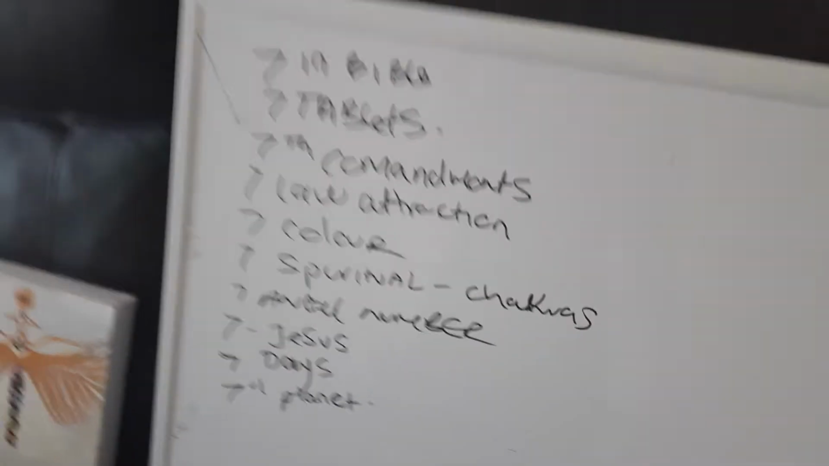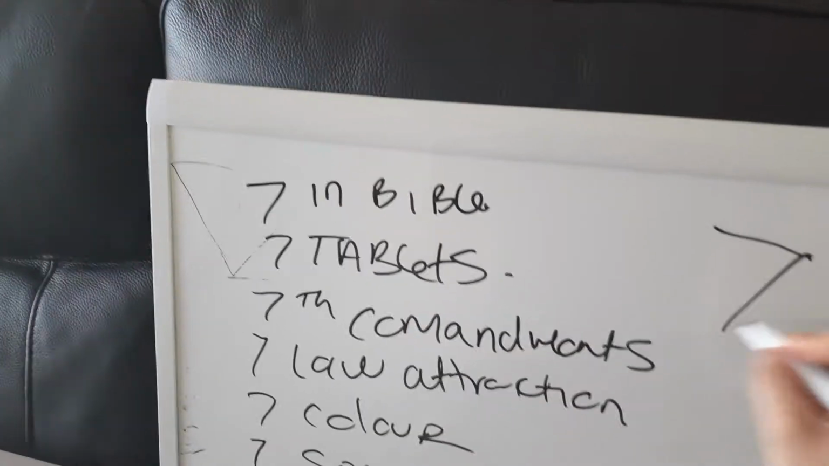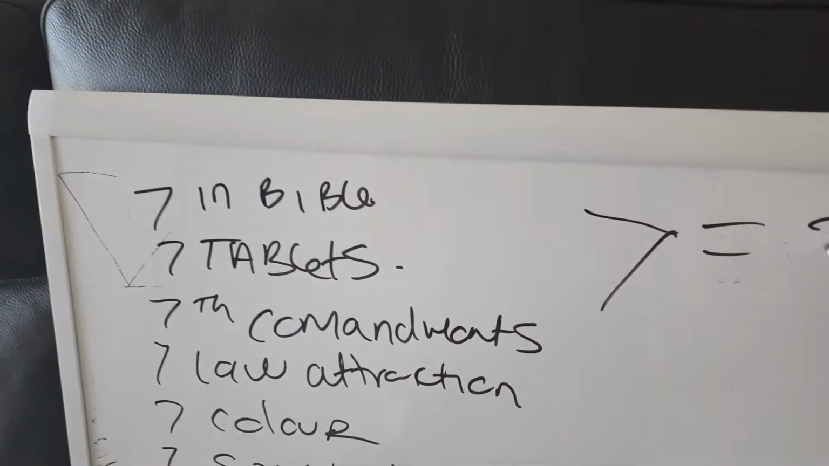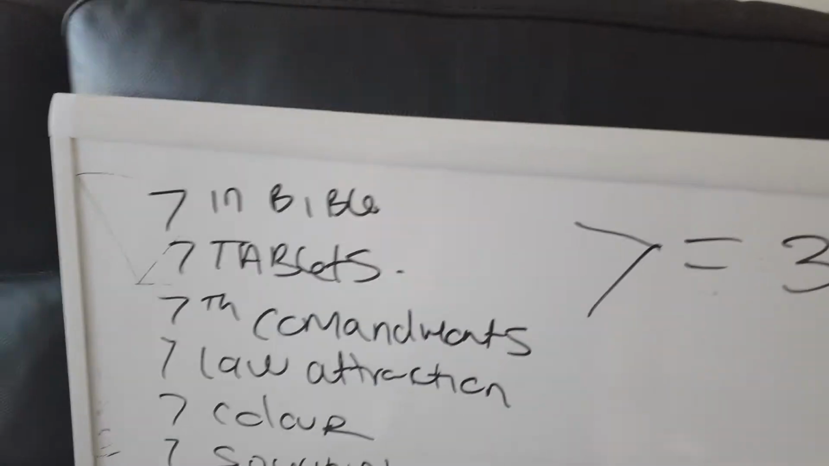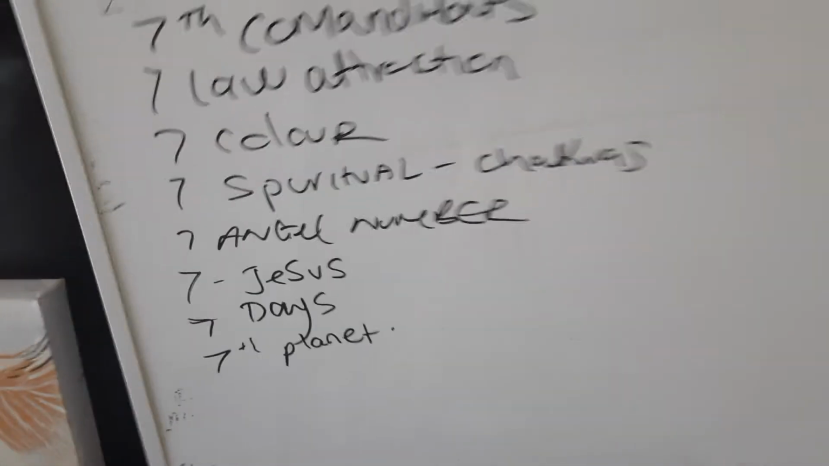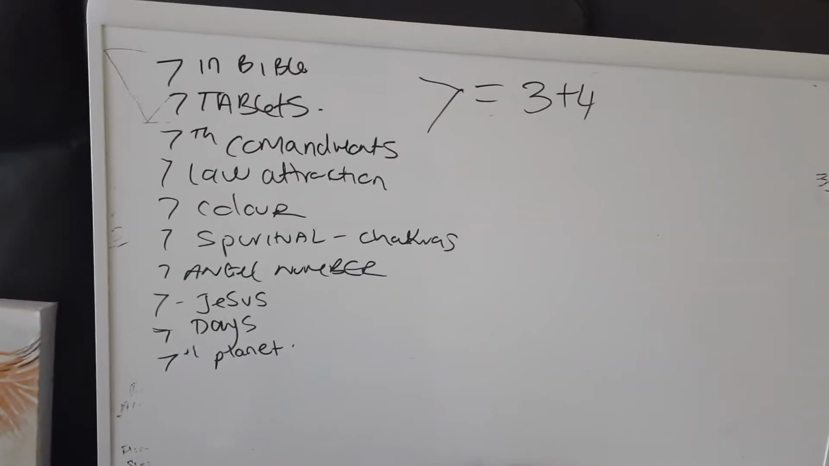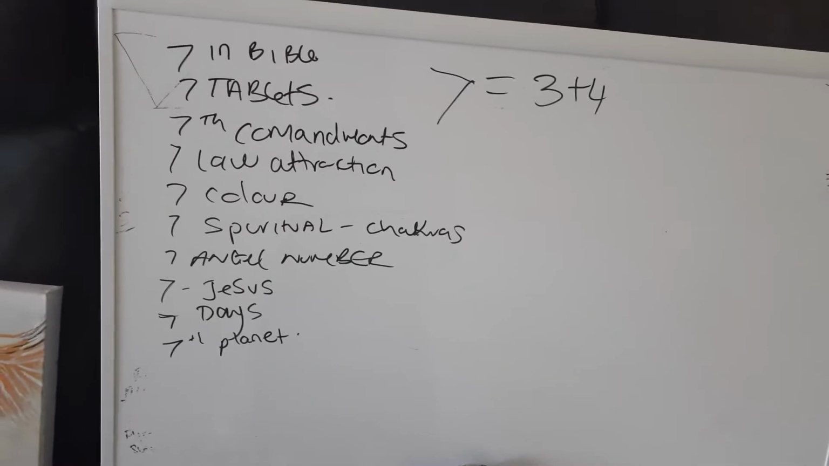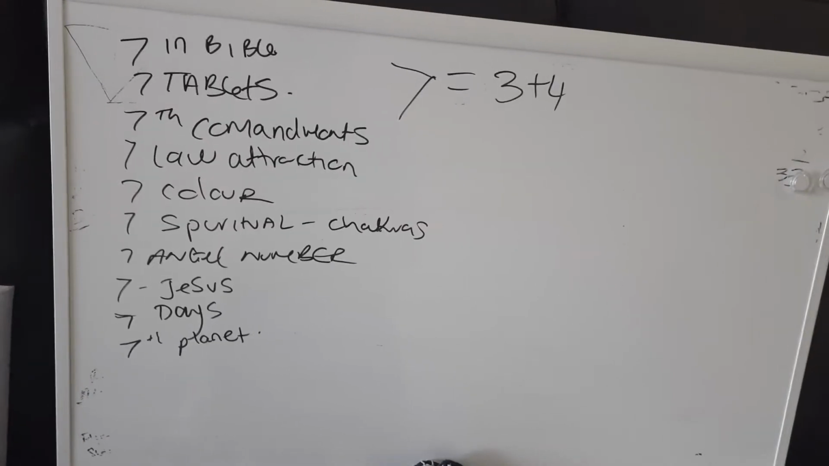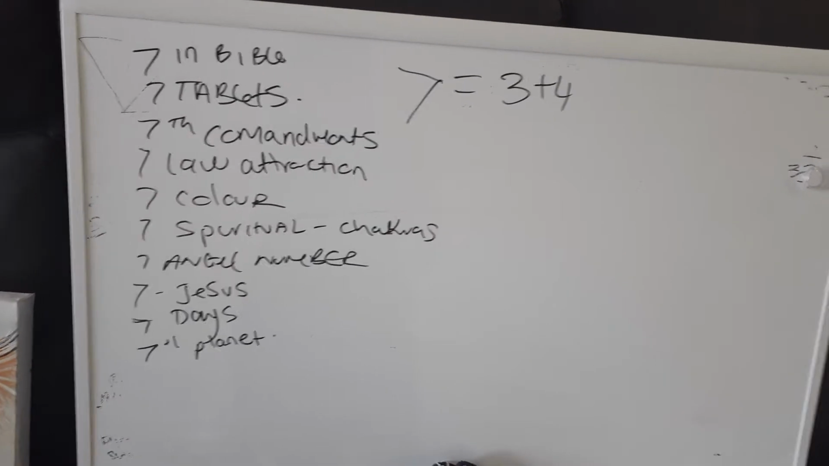So you can do this with all numbers. So, all right. 7 is a 3 plus 4, okay? So 3 and 4 are our base numbers. Right, so we go 7, it's in the Bible, right? There's 7 tablets and, Egyptian, I think it was Mayan, not 100%.